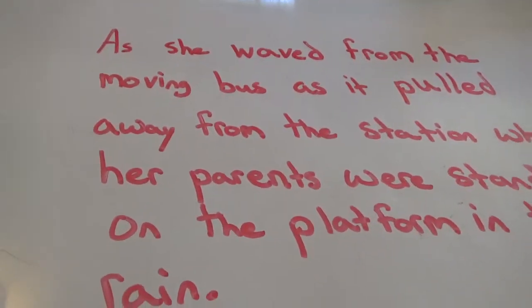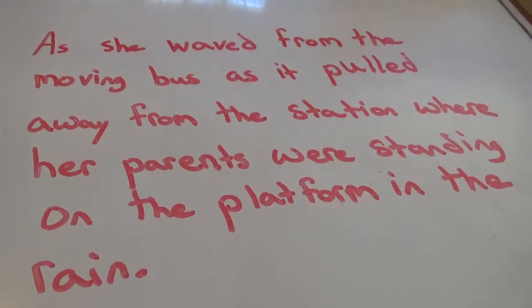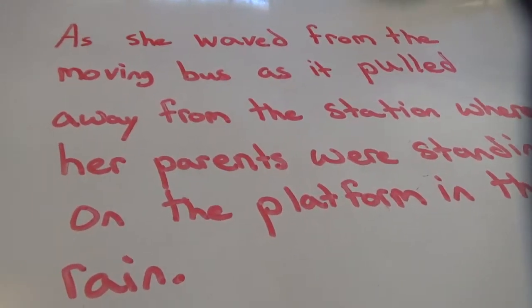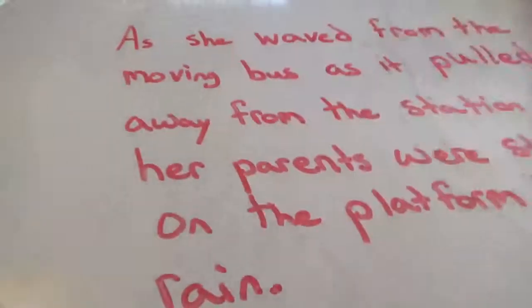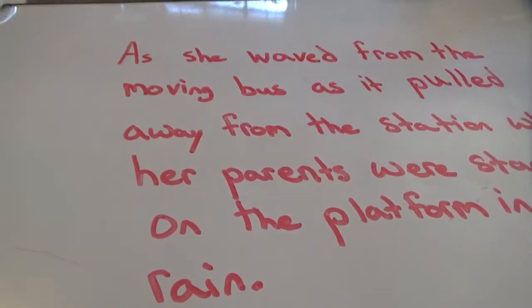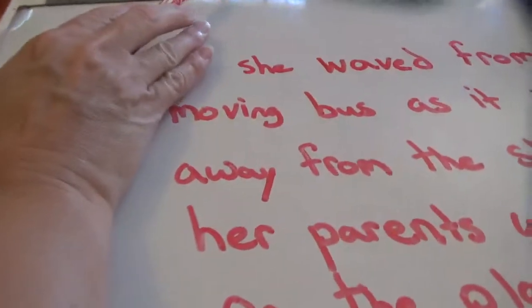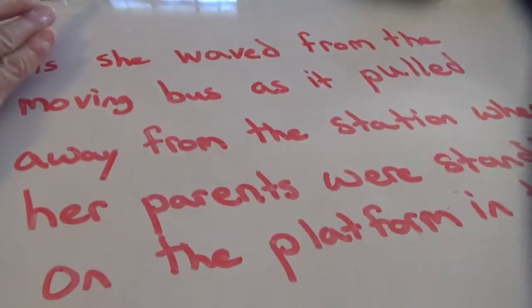As she waved from the moving bus as it pulled away from the station where her parents were standing on the platform in the rain. What? That subordinating conjunction is what is making it a dependent clause, and it cannot stand alone. Now, if we didn't have that "as," then yes, it would be a sentence. And by the way, it still wouldn't be a run-on.